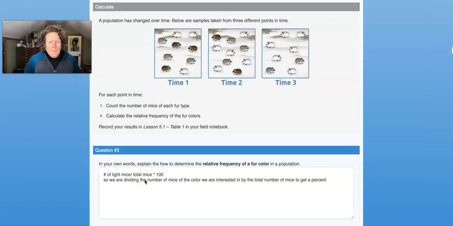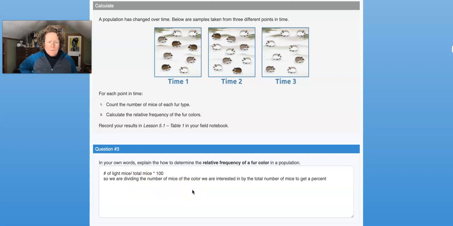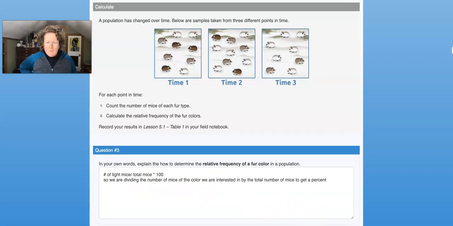In the warm-up, I gave you a hint to explain in your own words how we calculate the relative frequency of a fur color in a population. Here's the basic formula, and you can write it out however you prefer. Let's go to the next page.